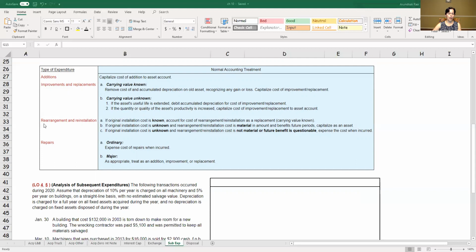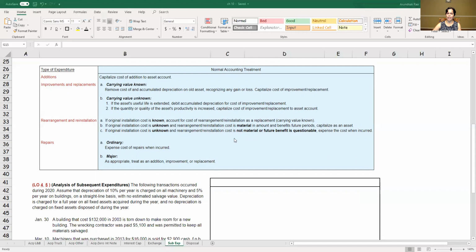Okay. Now, rearrangements and reinstallations. Again, it's not uncommon that it's not just DIY. It may be for more efficiency. You may have all kinds of things that happen. And we'll need to go through each one of these situations and see, do I know the original installation cost? Is the original installation cost not known? If it is known, then I treat it as a replacement. If it's not known and it's material, then I'll capitalize it. If it's not known and the cost is not material, you're just going to expense it.